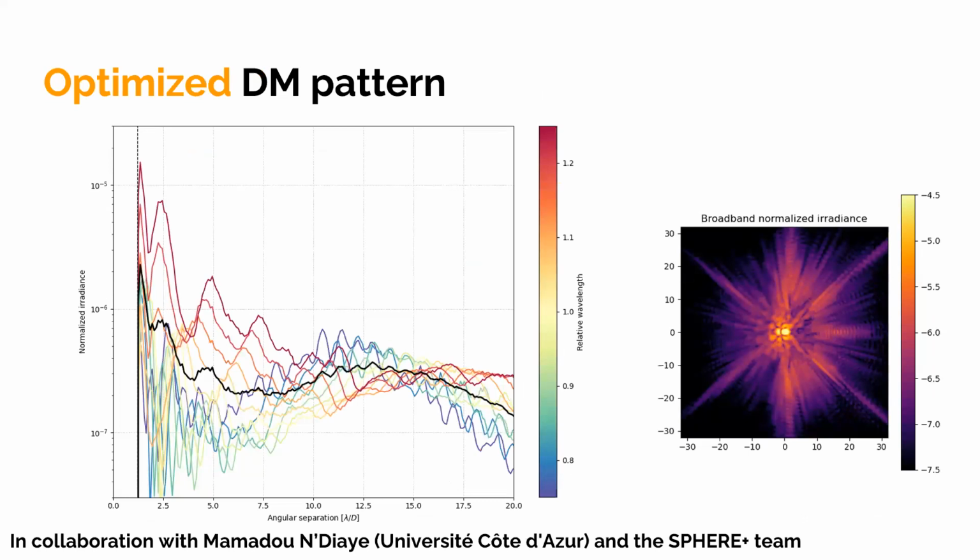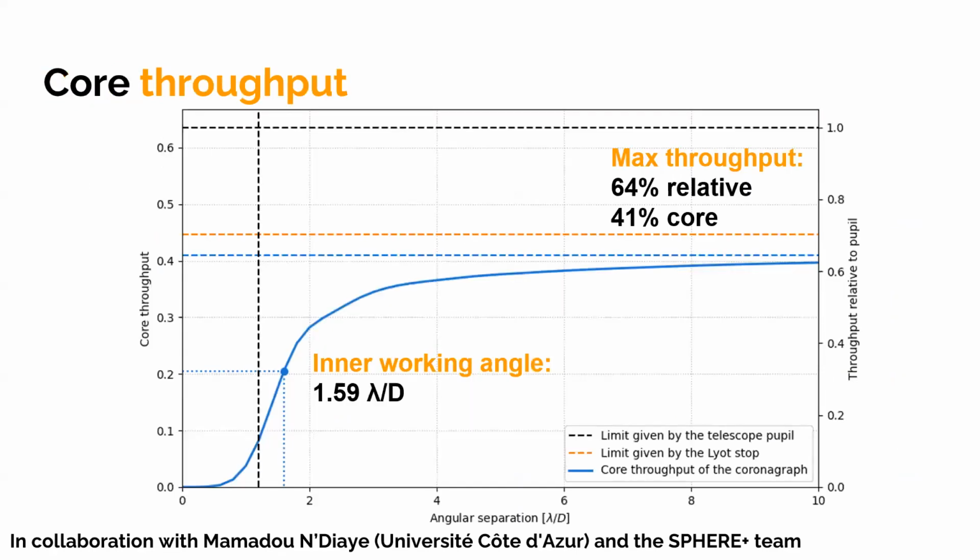So I said that they were achromatic. Here's a chromatic contrast plot with a black line showing the average of all the spectra, and the other colors showing different monochromatic propagations through that coronagraph. So you can really see from basically 1.5 lambda/D, you already get below 10⁻⁶ performance for the coronagraph itself, excluding adaptive optics performance there. Throughput is also excellent, so 64% relative throughput, 40% of the light goes into the core of the planet, and the inner working angle goes really to 1.6 lambda/D, as shown in this simulation.